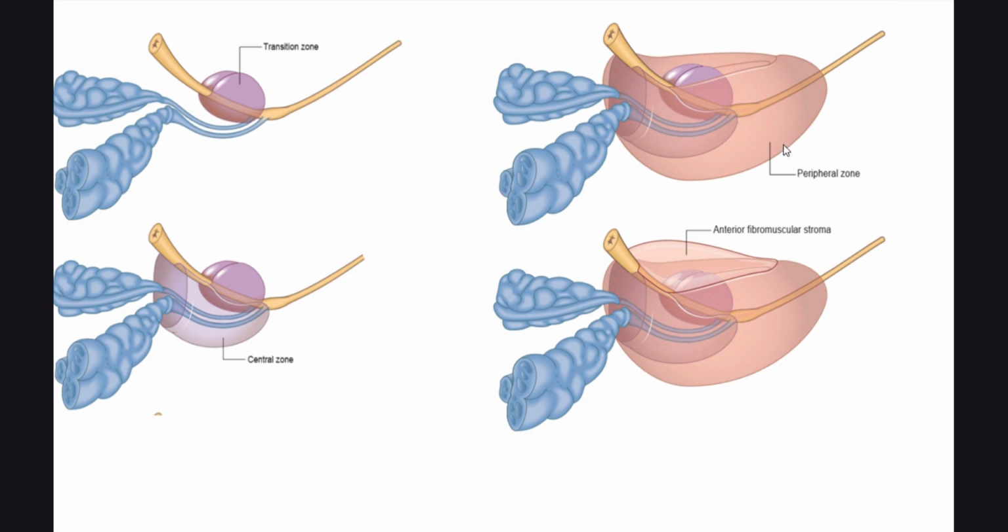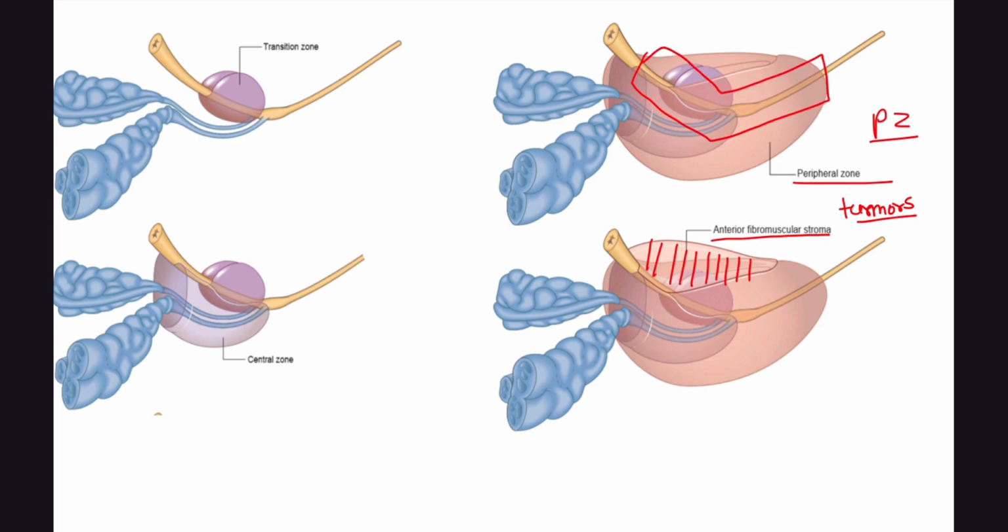Okay, so let us look at the zonal anatomy of the prostate. The first zone that we can see here is known as the peripheral zone or the PZ. The peripheral zone encompasses most of the prostate, and this is where you can find most of the prostatic tumors. The peripheral zone is quite deficient on the anterior region, and hence on the anterior region we can find the anterior fibromuscular stroma of the prostate.